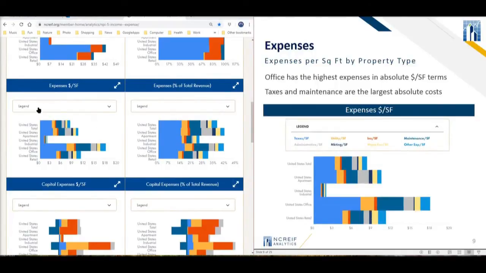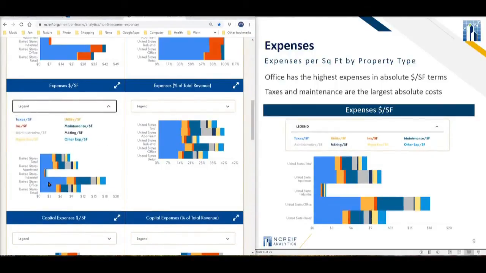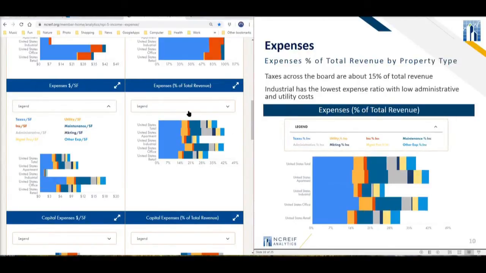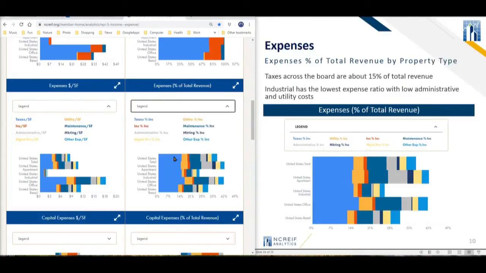Let's look at the expense side. Office again has the highest expenses in absolute dollars per square foot terms. The largest absolute costs across all sectors are tax and maintenance. When expenses are viewed as a percentage of total revenue, apartment and office expenses are similar.